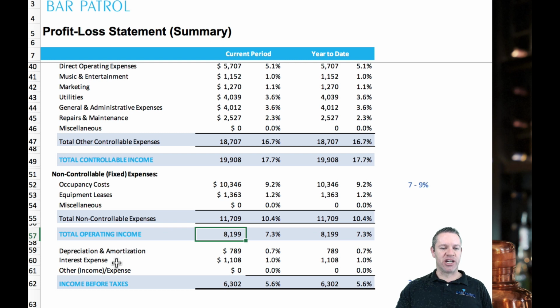Include your depreciation and amortization, interest expense, other income expense, put that all in here, and you're going to get your income before taxes. And this number, again, we have these industry standards over here. Your occupancy cost should be around 7 to 9%. This guy's at 9.2. He's right at the top echelon of it.